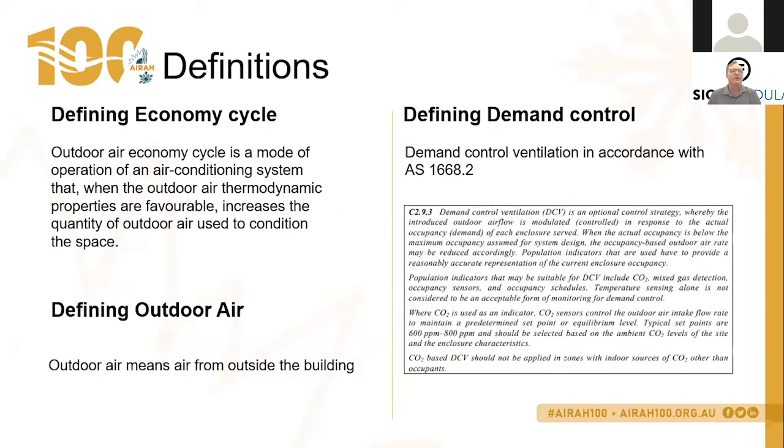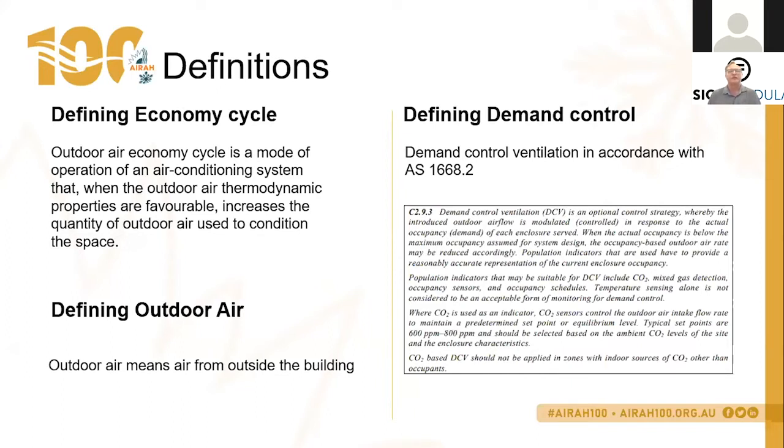With economy cycle, outdoor air economy cycles are a mode of operation of air conditioning systems where the thermodynamic properties of the outdoor air are favourable and allow you to control the internal conditions so that you maintain temperature and humidity in the space. So it's important with economy cycle that you are considering both temperature and humidity.